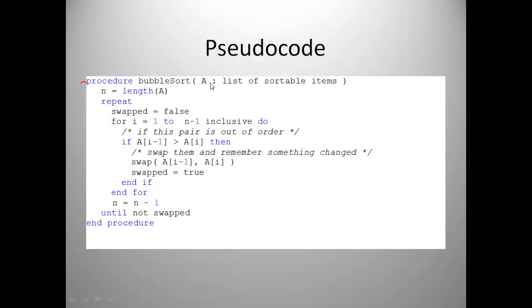Here we have our main loop, this repeat over here, and it's going to run this batch of code until we have not swapped. So the moment we do not swap is going to be the moment this loop stops, and we're going to end the procedure. Here we have our for loop.